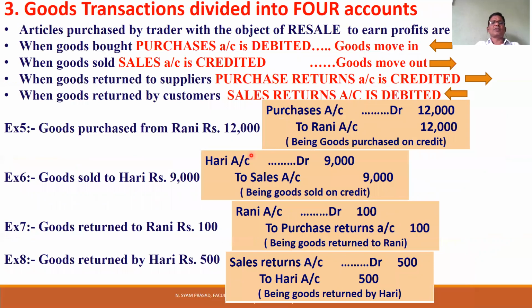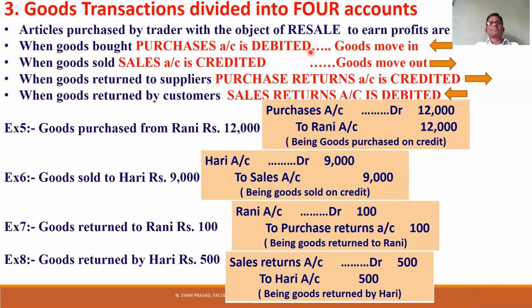Next, goods account is of 4 types. The purchase account is used only for purchase of goods. Sales account is used when goods are sold. Purchase returns account is used when purchased goods are returned. Sales returns account is used when goods sold are returned by the customers. So goods account has 4 important accounts.